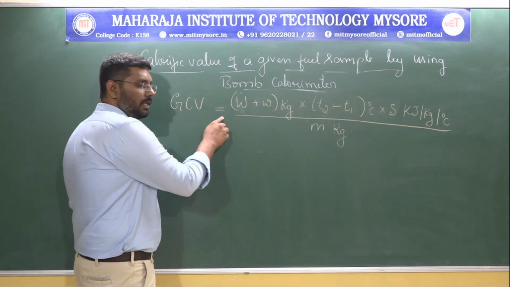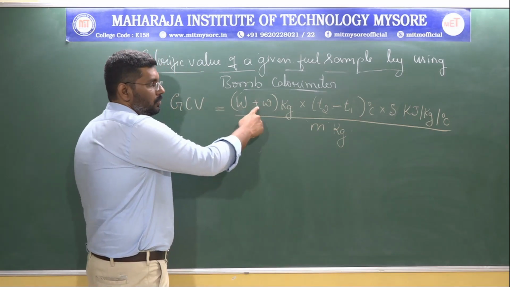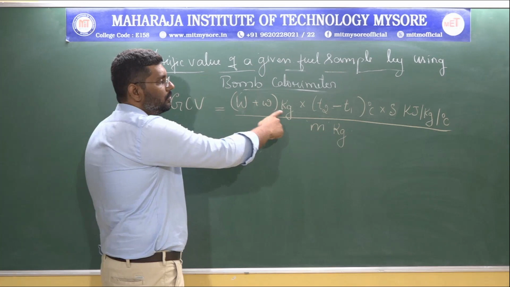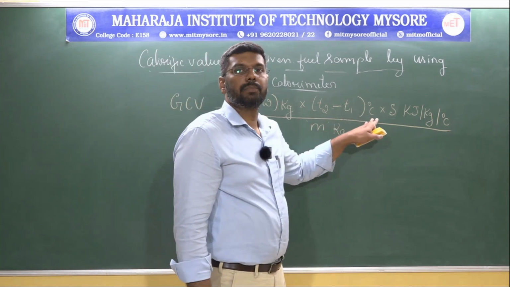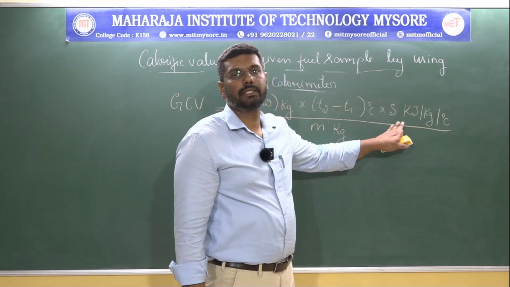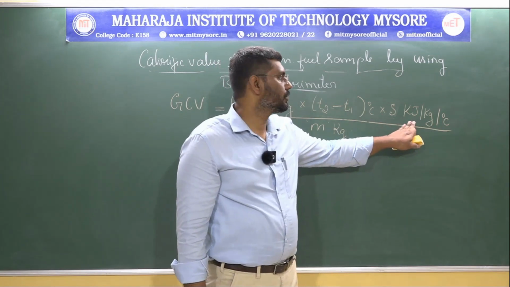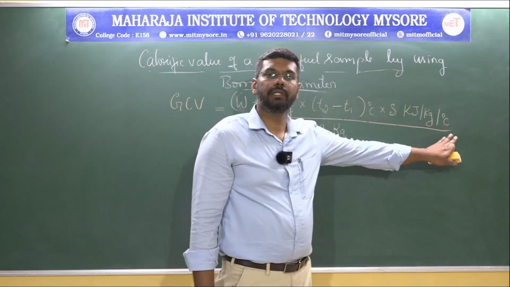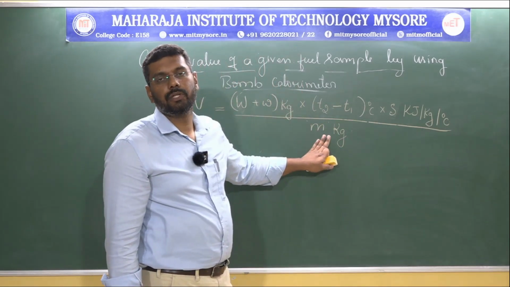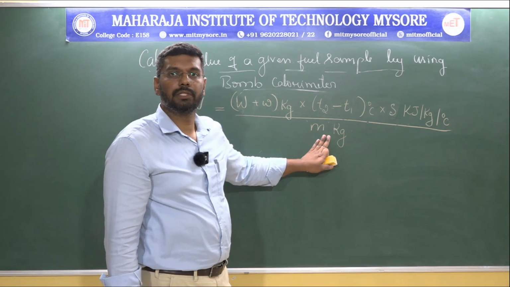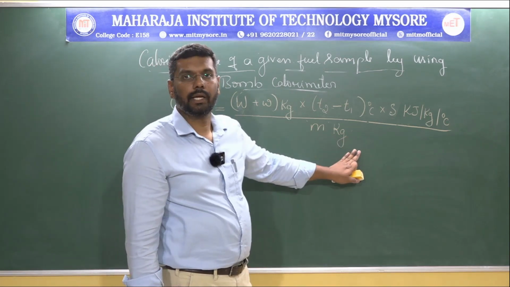Hence, GCV is W plus small w, expressed in kg, times T2 minus T1, the rise in temperature in degrees Celsius, times S, the specific heat, whose unit is kilojoules per kg per degree centigrade, and overall it is divided by the mass of the fuel taken in the bomb calorimeter, which is expressed in kg.